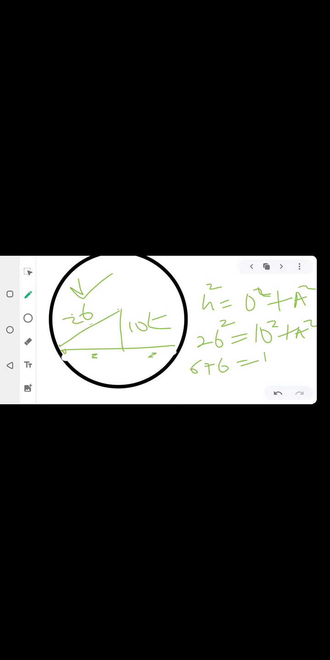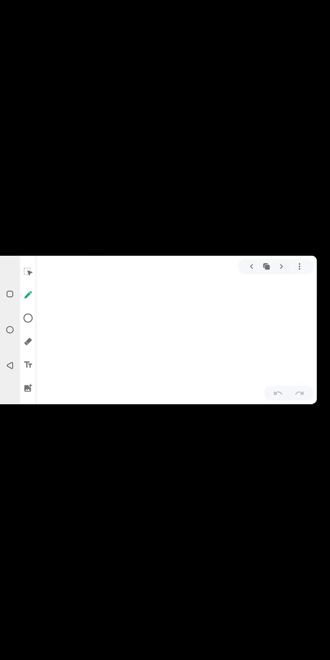10 square is what? 100. That's 10 times 10 plus a square. You understand it now? So 676 minus 100 is equal to what? Your a square. So what is 676 minus 100? It is equal to 576.